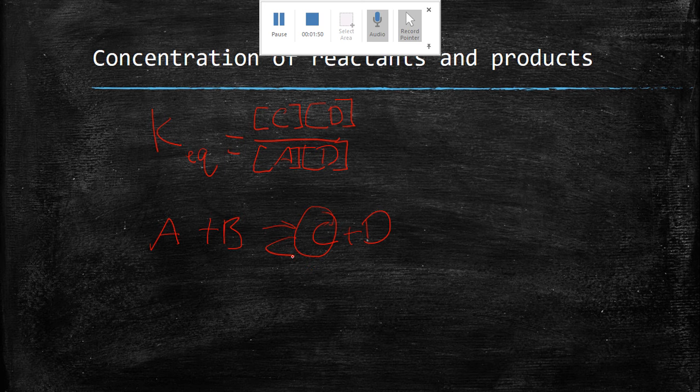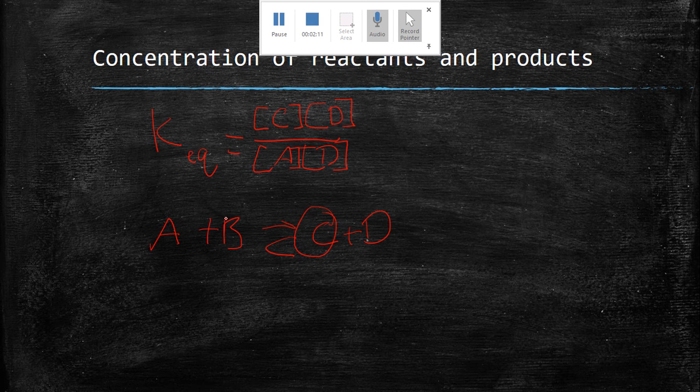Now, K is constant by definition, and so if we're increasing C, in order to get back to the constant K, we either have to decrease C or D or increase A or B in order to shift that ratio back to what it was before.